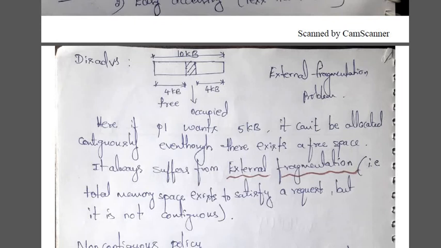It always suffers from external fragmentation. So what is external fragmentation? If the total memory space exists to satisfy a request but it is not continuous. Here, when you count the total free memory, it is 8 kilobytes, but it is not continuous to fit the request made by P1 for 5 kilobytes. We could not accommodate the request of 5 kilobytes, because I failed to fit it continuously. That is external fragmentation, which can be seriously felt if you go for continuous memory allocation.